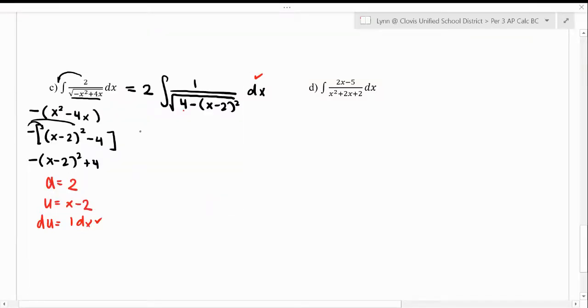All right, so let's go ahead and finish this out. So this is arc sine, so this would be 2. There is no 1 over a for arc sine. And then u, which was x minus 2, over a, which was 2, and then plus c. Bada bing, bada boom. Okay?